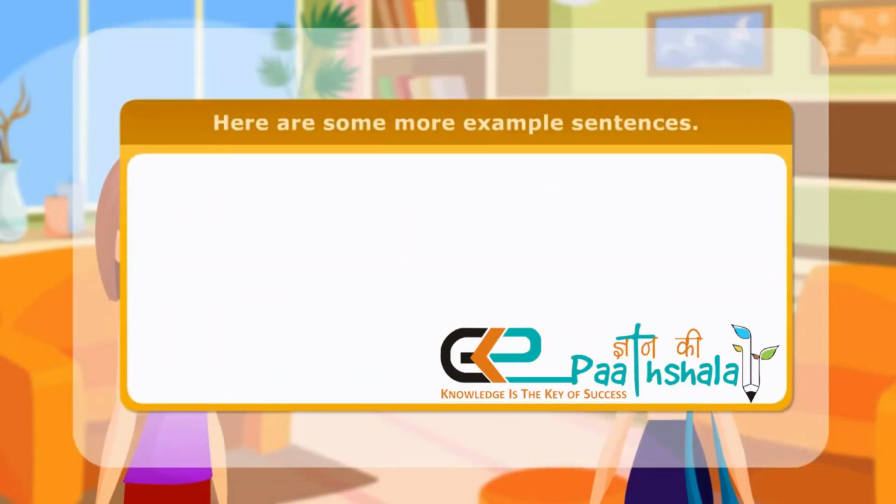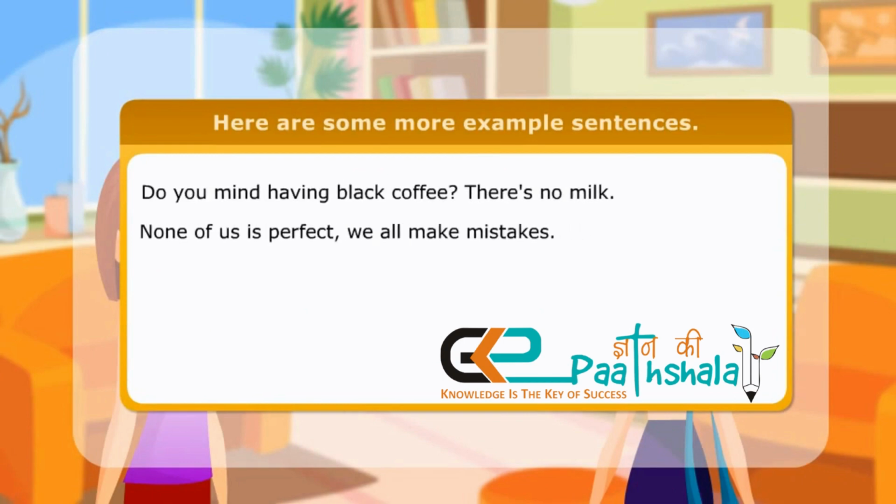Here are some more example sentences. Do you mind having black coffee? There's no milk. None of us is perfect. We all make mistakes. There isn't any use of advising you.